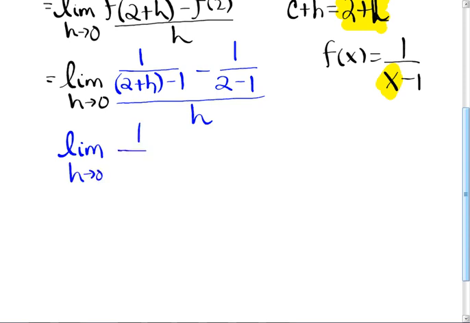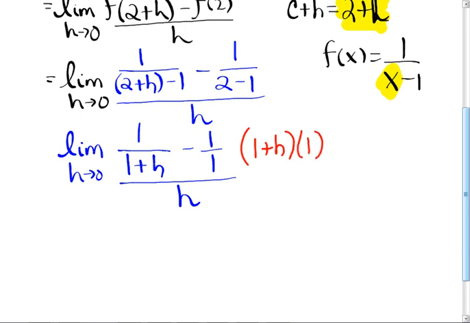Okay, so this is 1 over, what's 2 plus h minus 1? 1 plus h, good. Minus 1 over 1, just to show the fraction. It's not a big deal. And now do you remember what to do with the fractions? I don't want the fractions. And really times 1, which just doesn't change anything, but just to show you that that's the process. Take the denominators, multiply them together. Is that okay?